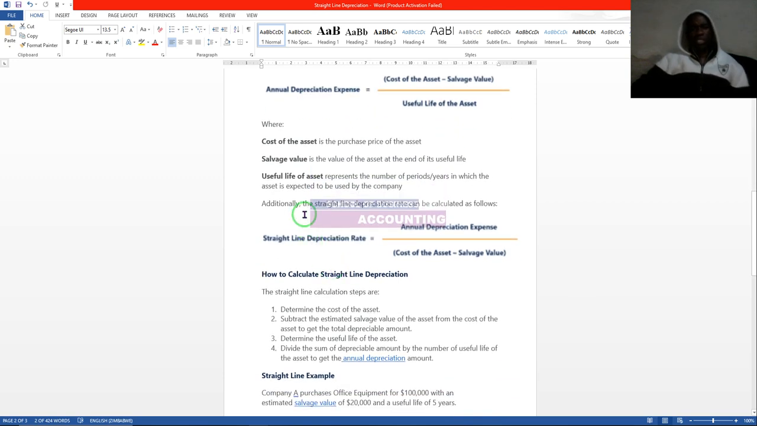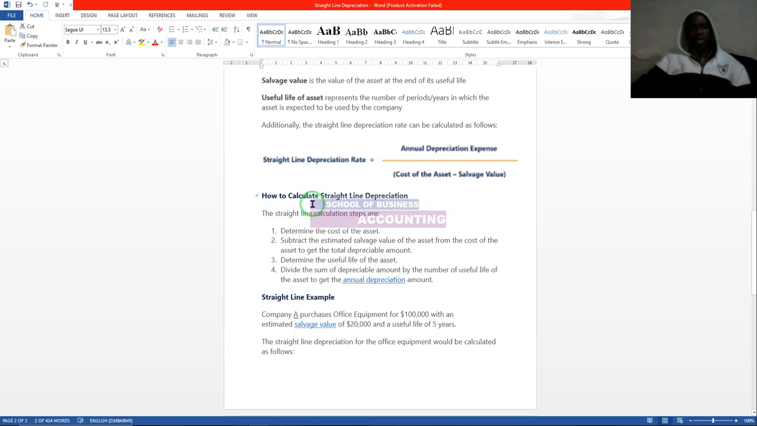Additionally, the straight line depreciation rate, that is the rate at which you'll be depreciating, can be calculated as follows: the depreciation rate is the annual depreciation expense divided by the cost of the asset less salvage value. Now, let's look at how to calculate the straight line depreciation.